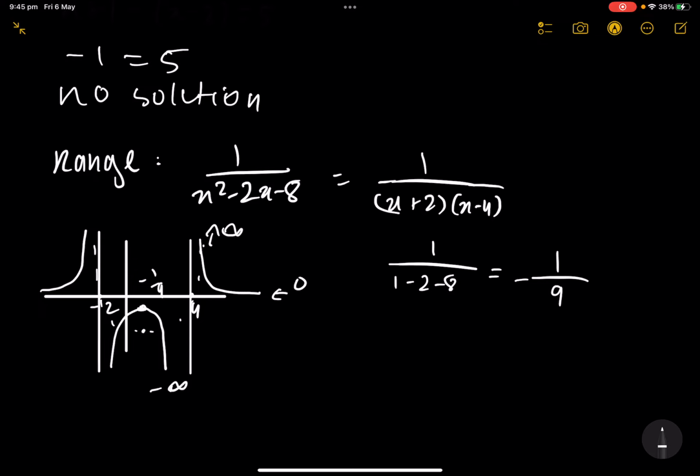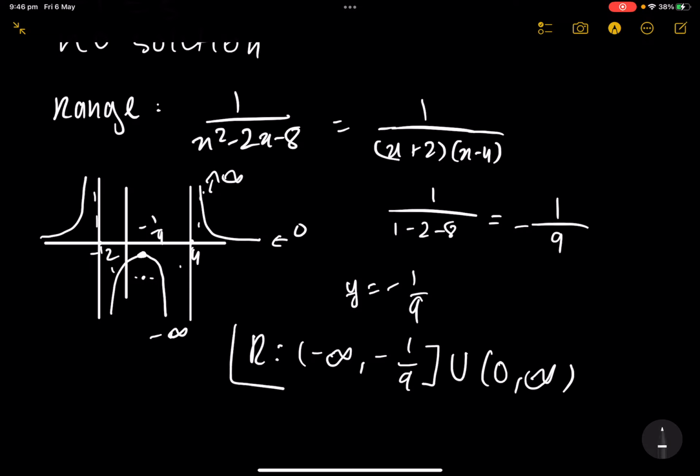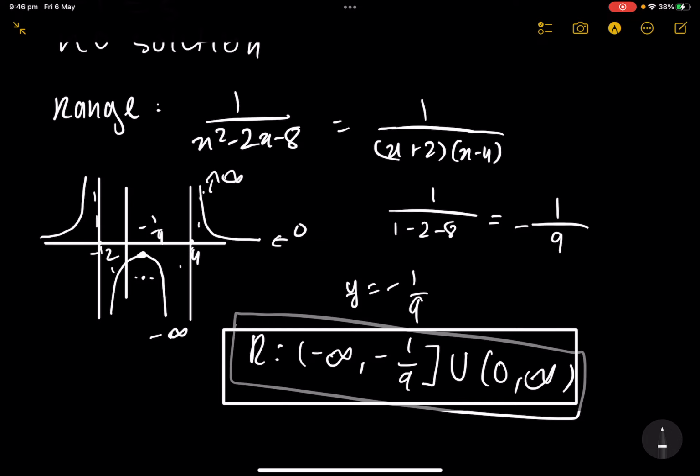I know, just shush. This is -1 on 9, and that means our max here has a y value of -1 on 9. And plugging this, our range would be -infinity to -1 on 9. And this would continue from 0 to infinity. 0 is not counted because it's approaching 0. You guys should know that. And this is our final solution for this question.